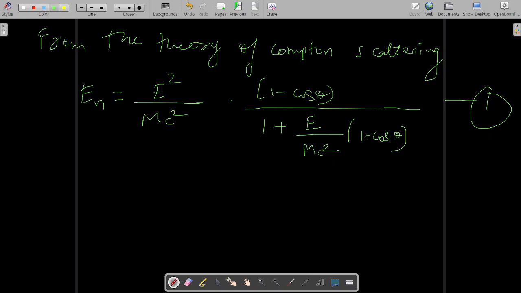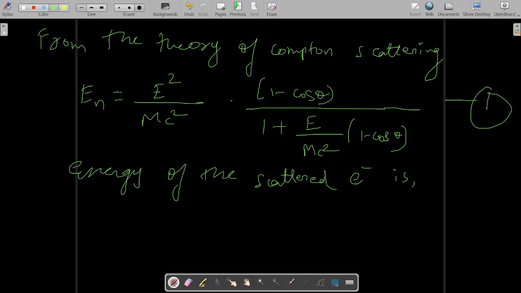So this is from the theory of quantum scattering. The energy of the scattered electron is E minus En. Let this be your equation number 2.